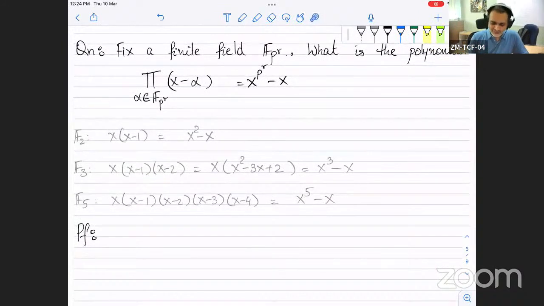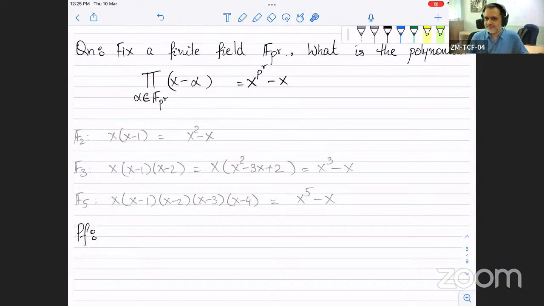Firstly, these sort of sanity checks are always useful. The left-hand side is a polynomial of degree p power r, because there are p power r terms. And the right-hand side is also a polynomial of degree p power r. So it makes sense. Maybe one thing to figure out is, what is the constant term of the left-hand side? Well, it's actually 0, because one of the elements in the field is 0. So one of these factors is x minus 0, which is x. So the constant term being 0 also makes sense. The coefficient of the leading term is equal to 1, because all of them have 1 in the leading term. So these basic sanity checks seem to work, but why is this equal?